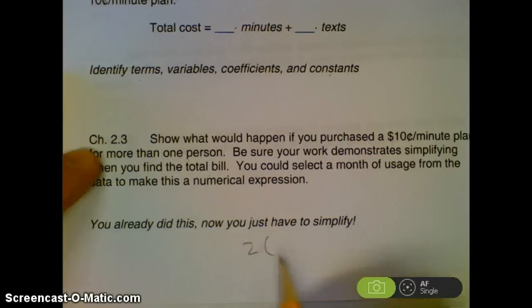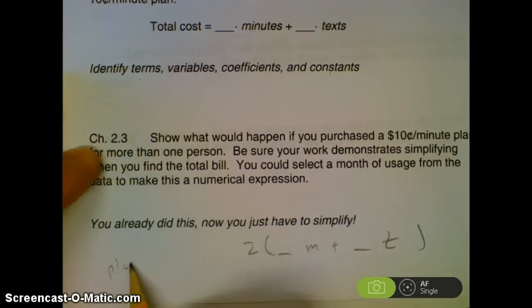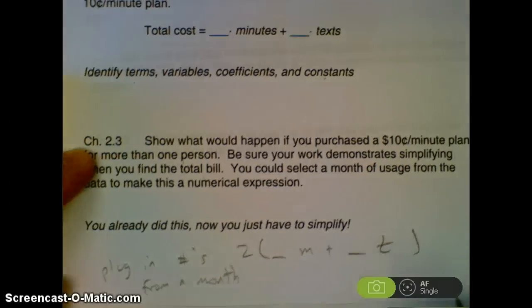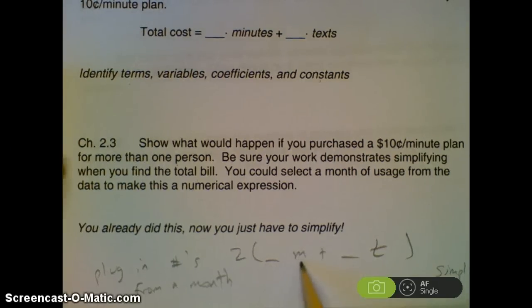So when you have this variable expression, you're going to want to plug in some numbers from one of the months and then simplify. So you've been given months of data, like what Justin used for January. You could plug in a number for M and a number for T and then just simplify.